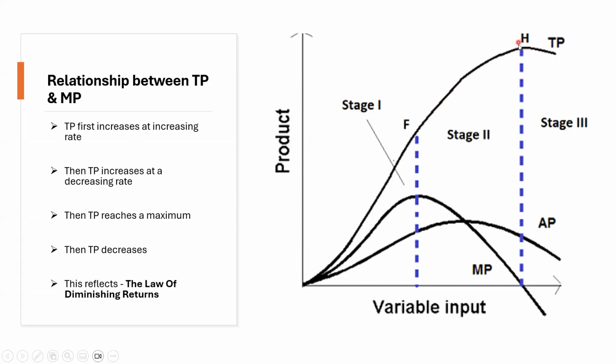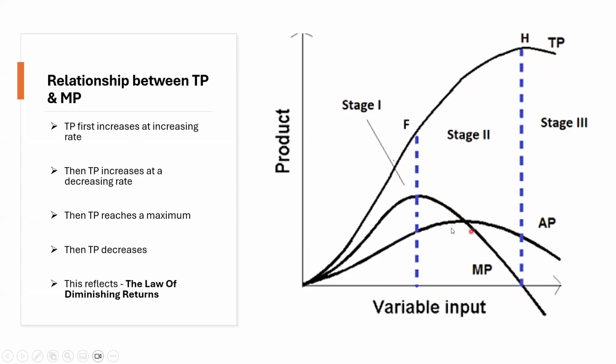It will reach its maximum where the marginal product has decreased also until it reaches 0, right? So when the marginal product is equal to 0, your total product will be at its maximum, right? That is the relationship between the total product and the marginal product.